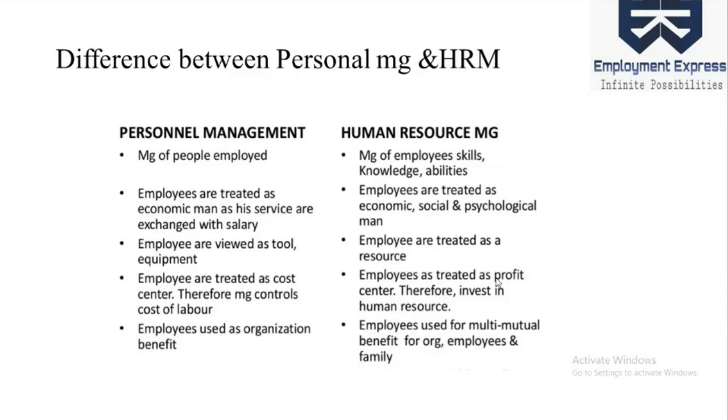Next thing is related to human resource management. In human resource management, we manage employees. We see their skills, knowledge and abilities, and according to them we assign their work so they can do it in a better way and we can see our result in a better way. In human resource management, we see our employees as an economic, social or psychological man. A person is working for us, but he is an economic man, and he has some psychological needs.